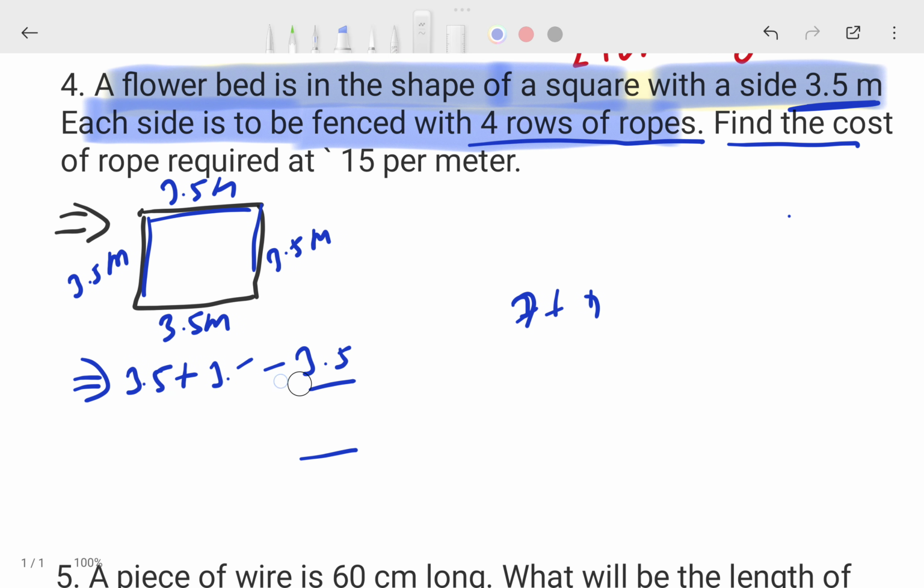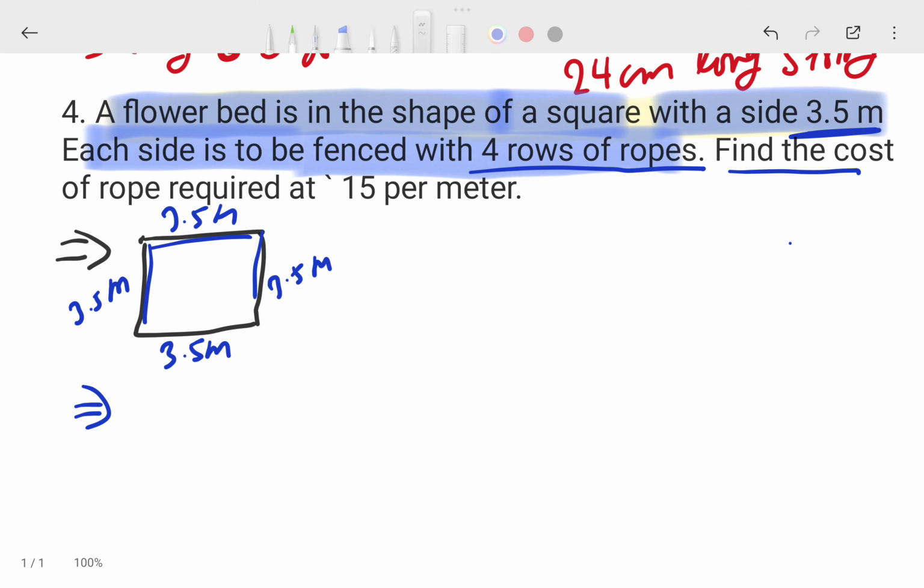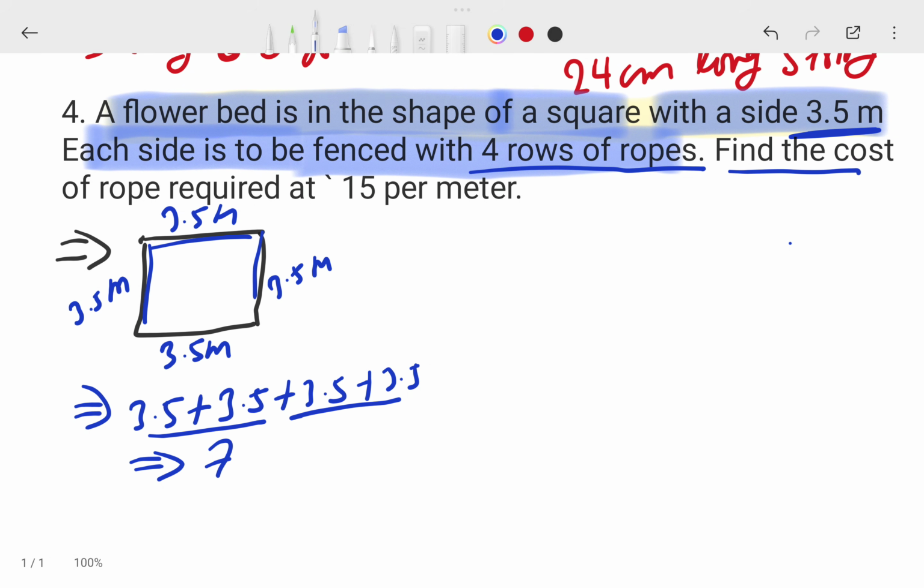If you add all the sides, 3.5 plus 3.5 plus 3.5 plus 3.5, then what will be the answer? Answer is 7? Okay, it's not 7, the answer is 14. Sorry, why? Because if you add 3.5, it's going to be 7, if you add 3.5, it's going to be 7, so the answer is 14 meter. Okay, is it clear? So the answer is 14 meter.